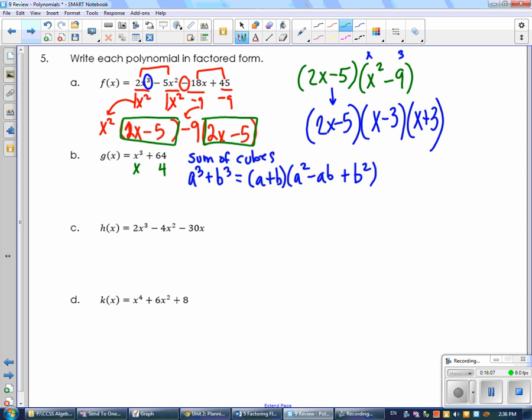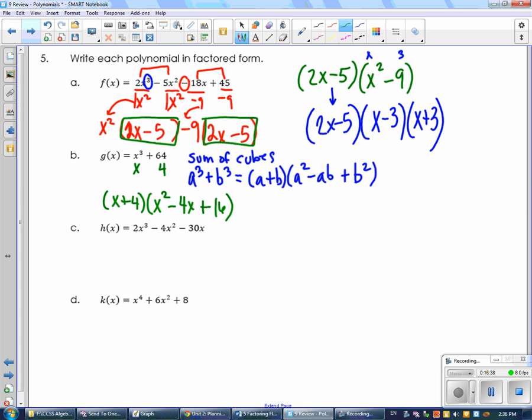And now I'm just going to fill in the formula. So I'm going to have a quantity of a plus b, which is going to be x plus 4. And then I'm going to have a trinomial of a squared, which in this case would be x squared, minus ab, which will be minus 4x, plus b squared, which would be plus 4 squared, which is just 16. And remember that second parentheses, that trinomial, cannot be factored. It actually is going to correspond to imaginary roots, and you would need the quadratic formula to break it down. That's as far as you can go in letter B.